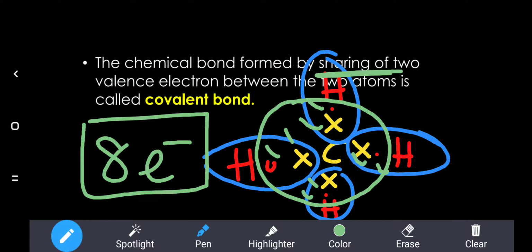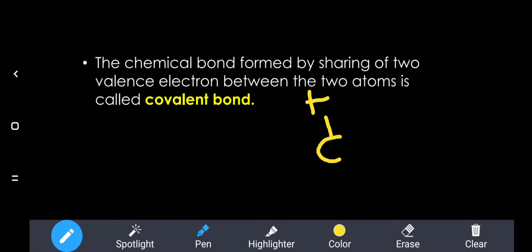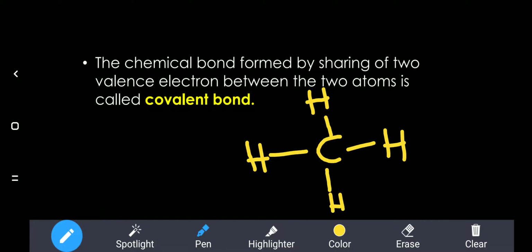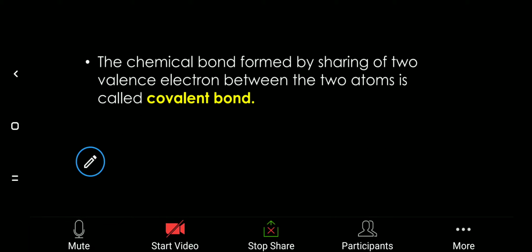Only by sharing of the electrons. So carbon will not go for losing the electrons, neither will it go for gaining electrons. It is definitely going to go for sharing of electrons. And the bond which is formed here, let me just redraw it again. Carbon, hydrogen, hydrogen, hydrogen, and hydrogen. These bonds which are present are called covalent bonds because they are formed by sharing of electrons.